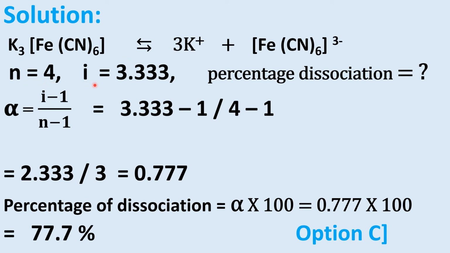Value of i, Van 't Hoff factor, is given 3.333. Percentage dissociation we have to find out. Apply the formula alpha is equal to i minus 1 divided by n minus 1. Substitute the values: 3.333 minus 1 divided by 4 minus 1. Work out, you will get 0.777. Percentage of dissociation is equal to alpha into 100. Therefore 0.777 into 100 is equal to 77.7. Thus option C is correct.